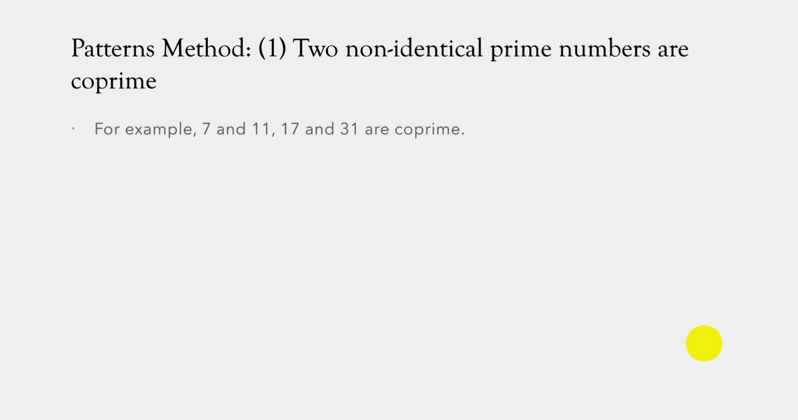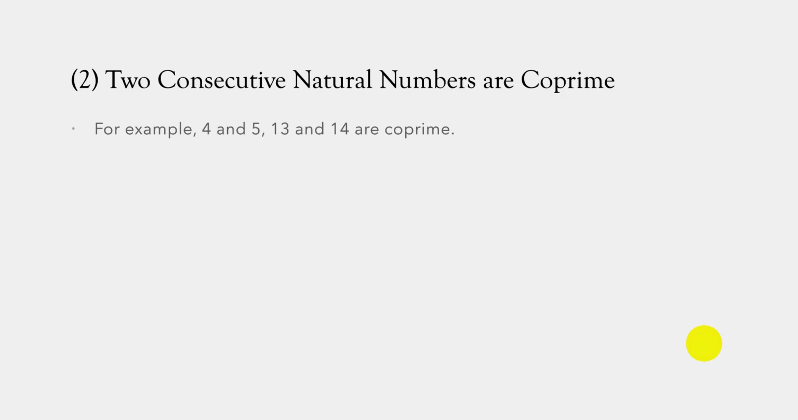Next is the patterns method. The first pattern is two non-identical prime numbers are coprime. For example, 7 and 11, 17 and 31 are coprime. Because they are prime numbers, that means they only have a factor of 1, so they won't have any common factors that aren't 1. So any two non-identical prime numbers are coprime. The second one is two consecutive natural numbers are coprime. For example, 4 and 5 are coprime, 13 and 14 are coprime.